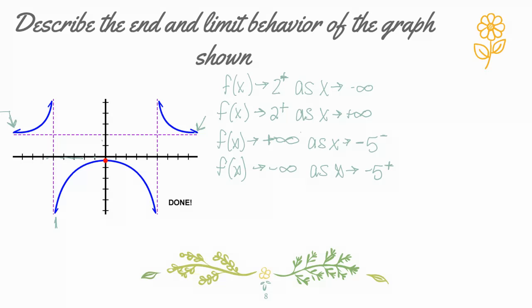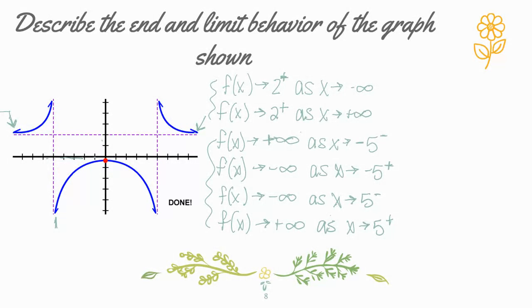Now I'm going to jump over to this other asymptote at +5, and I'm going to do the same thing. The graph is going down as we approach +5, sorry, from the left. The graph is going up as we approach that asymptote from the right. That's all of my behavior. So I've got my end behavior, I've got my limit behavior, I have described everything, okay? Make sure that you know the different pieces and make sure that you know how to write it. That 2 plus is important. The -5 minus is important. You need to know how to write that correctly, okay?